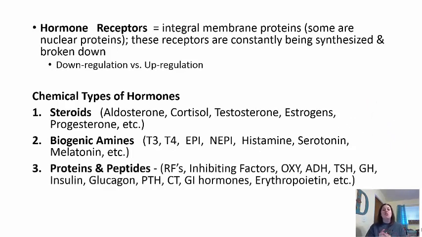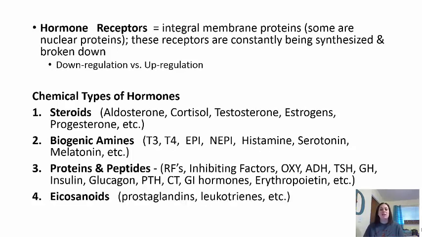On the other hand, there are what we call proteins and the peptides. These are going to be releasing factors. The RF here stands for releasing factors. We also have inhibiting factors. A lot of times that's abbreviated as IF because they inhibit something. Oxytocin's the next one. ADH, antidiuretic hormone. TSH, thyroid stimulating hormone. Growth hormone. Insulin, glucagon, parathyroid hormone. Calcitonin. A lot of the gastrointestinal hormones, which we'll talk about more when we get to the digestive chapter. Also erythropoietin. Erythropoietin is used to make red blood cells. And so these are going to be more proteins.